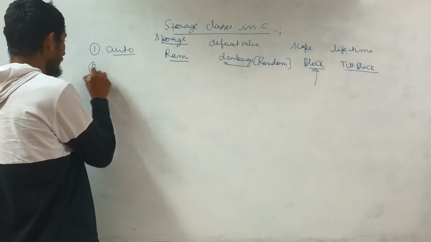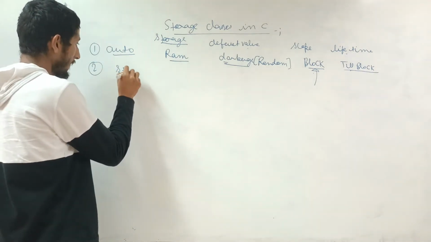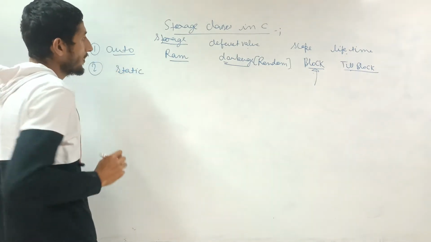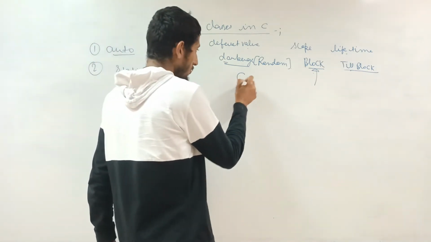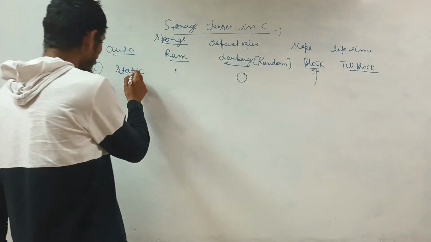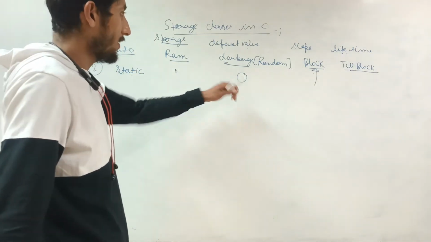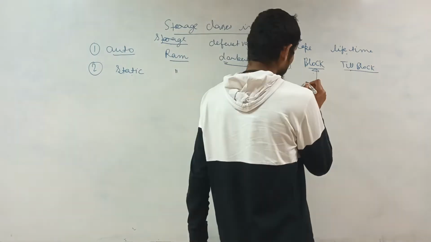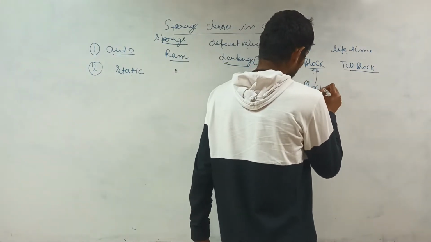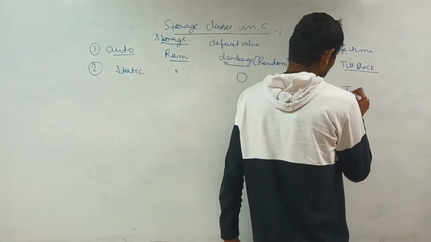The second one is static. Okay, the storage is the same, RAM. The default value is 0. It means if you are not going to assign anything, the default value will be 0. Okay, scope again within the block, lifetime till program.